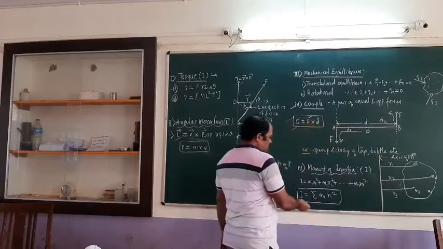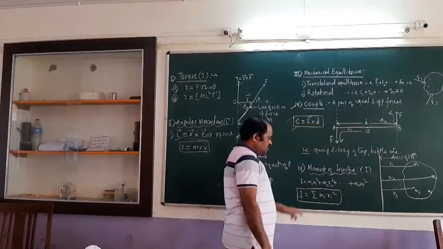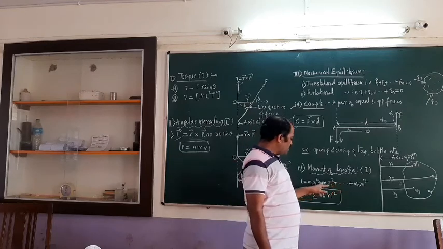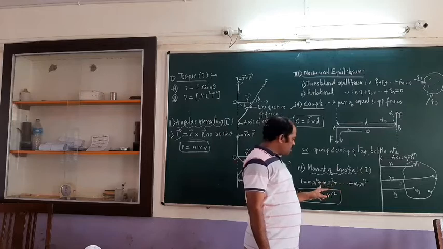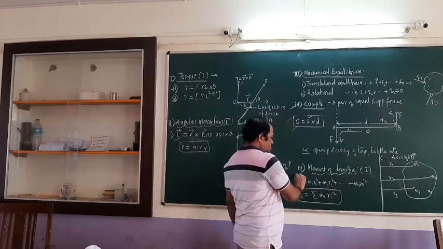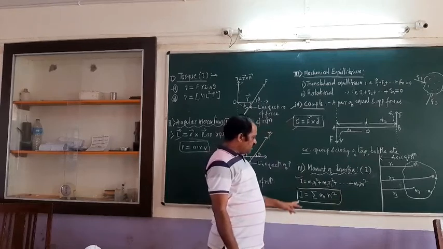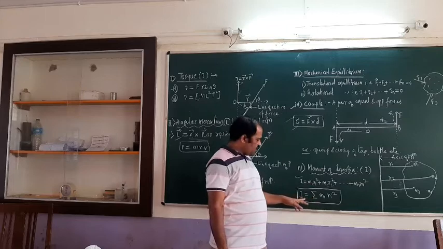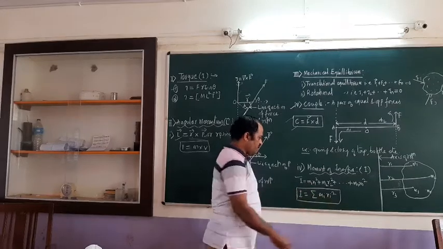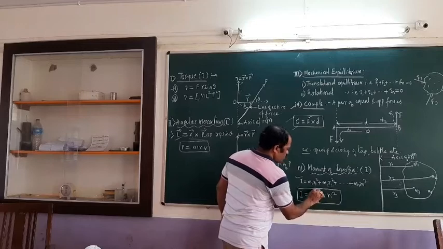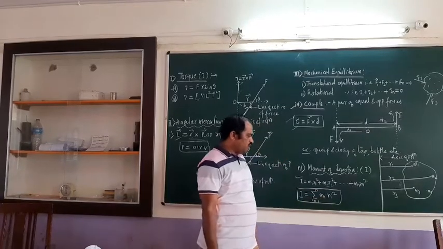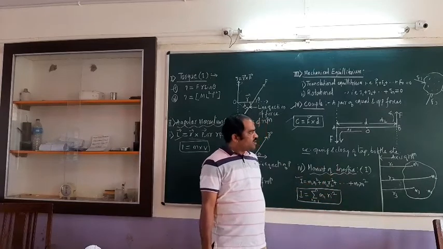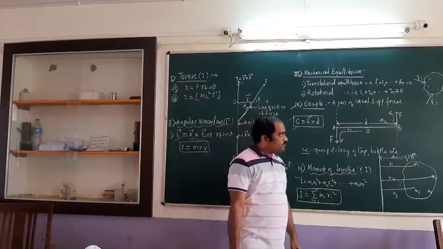So the sum of the products of the masses of all the particles of the body and the squares of their distances from the axis of rotation is called the moment of inertia, and it is given by this formula. We can simplify it with the summation sign: I is equal to the sum of mi ri square, where i goes from 1 to n. For i equal to 1 it is m1 r1 square, for i equal to 2 it is m2 r2 square, and so on. So this is about moment of inertia.